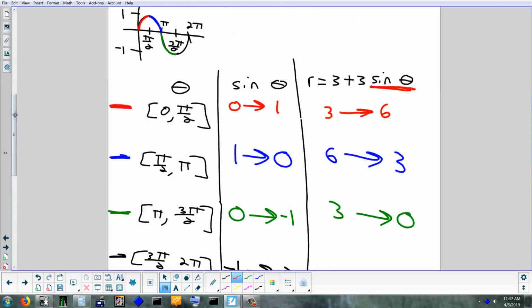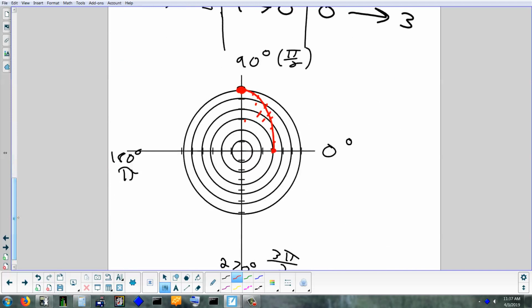Now, it's a mirror image in the blue section. As you go from 90 to 180, the radius is going to shrink back from 6 to 3. So basically, we just mirror image this. Start at 6, and 3 is right here. Going to go like that. So now you can see as you rotate, it's getting longer and longer until you finally reach 6. Any questions on that part?